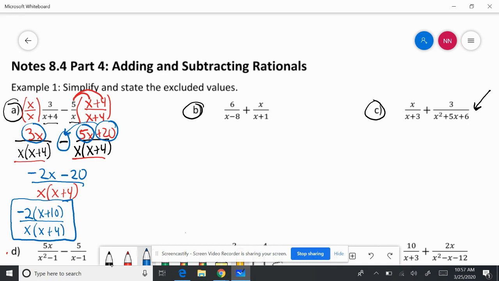Now, for our second answer, we're going to be looking at our excluded values. Remember, our excluded values is what gives us 0 for our denominator. So when we're looking at it, we see that we have a 0. So that would be x cannot equal 0. Then what we have is a negative 4. So we have 0 and negative 4.